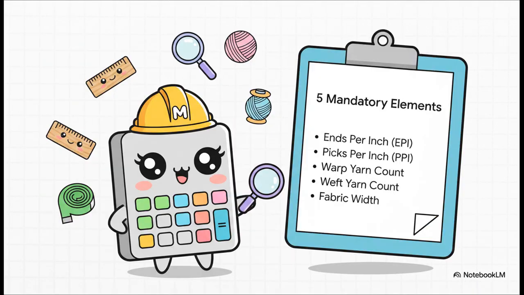If you're buying, selling, or engineering fabric, there are 5 non-negotiable data points you absolutely must have. 1. Ends per inch. 2. Picks per inch. 3. The thickness, or count, of the warp yarn. 4. The count of the weft yarn. And 5. The overall width of the fabric roll. Without these exact 5 pieces of information, a merchandiser has literally no idea about the true thickness, weight, density, or cost efficiency of the fabric they're trying to purchase.